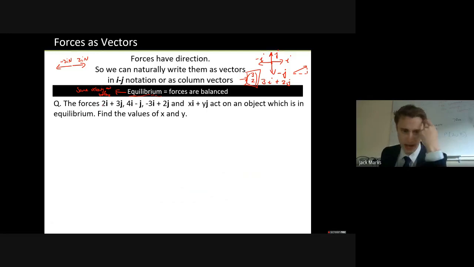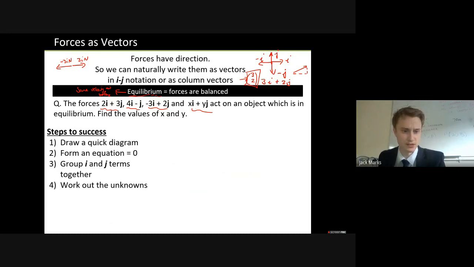Okay, so we have some different forces. This is a force, another, and sort of a mystery force acting on an object. And this object is in equilibrium. In other words, the forces are balanced. So we talked about the word resultant, the overall. Here we would want to find the resultant force, the overall impact of the i's and the j's.